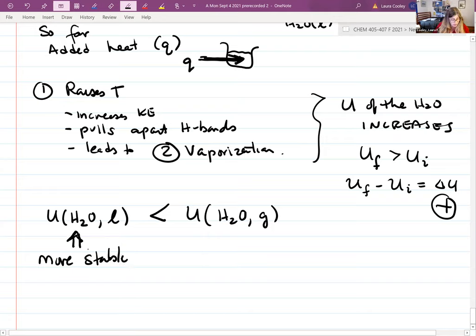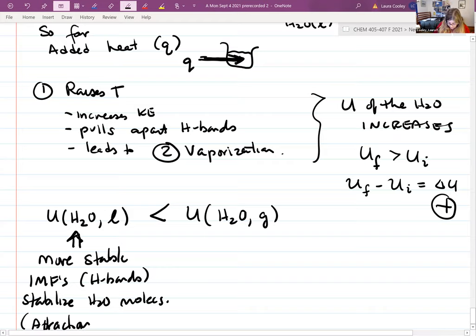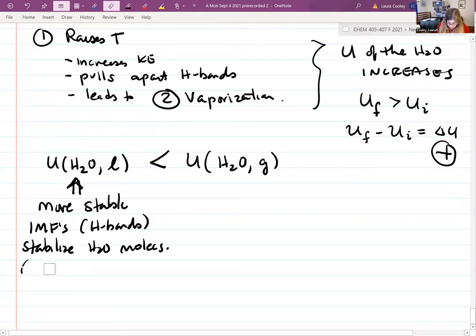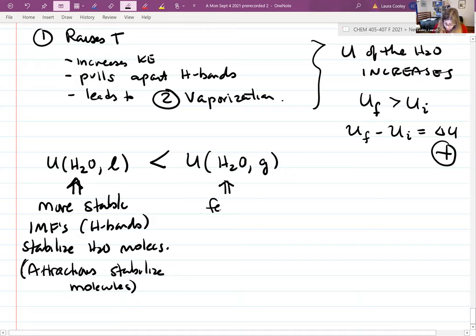Why is the liquid more stable? Because of the hydrogen bonding, the intermolecular forces. The hydrogen bonds stabilize water molecules. So attractions like hydrogen bonding stabilize molecules in general and water in particular. And over here with the gas, we have few interactions, if any. So those are not stabilized by interactions, okay?